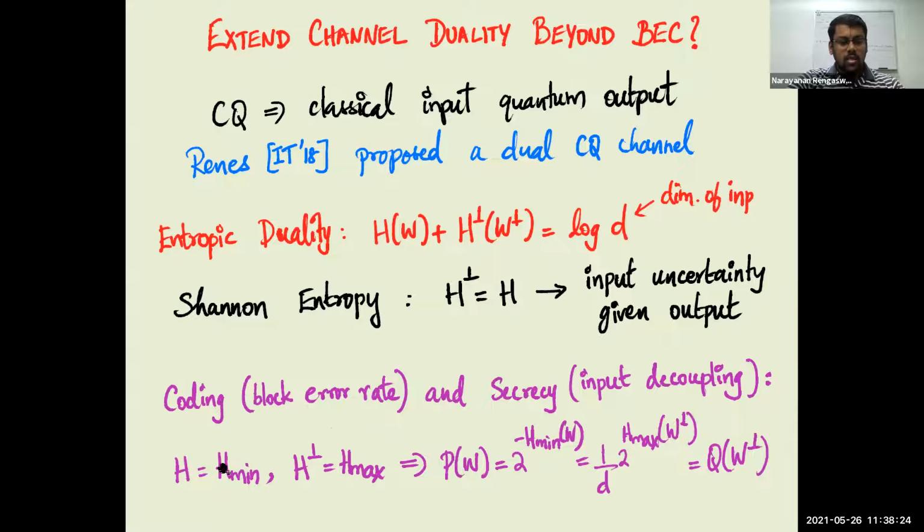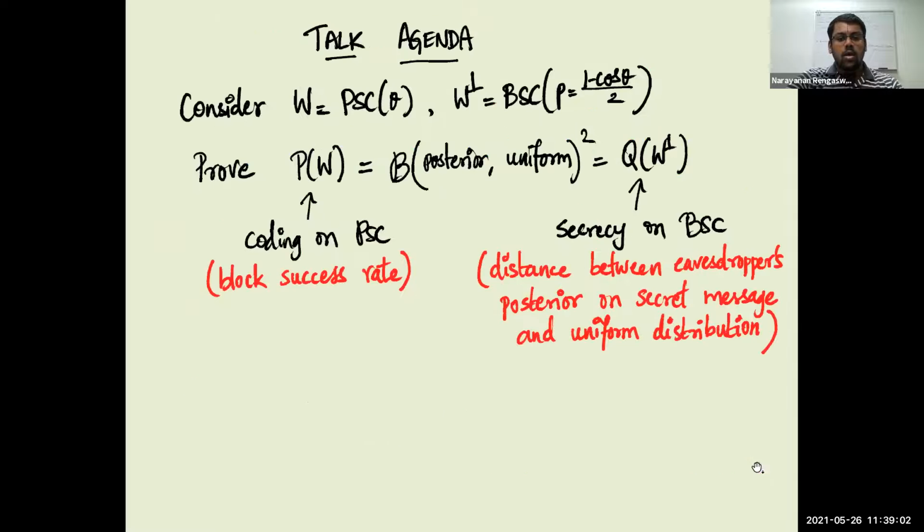So in this case, if you consider this pair of dual entropies, H min and H max, then it's true that 1 minus the block error rate, which is the block success rate, is related to the min entropy, and the secrecy metric for the problem on the dual channel is related to H max. This metric basically establishes how close the posterior for the eavesdropper is to the uniform distribution, which is the prior on the message. So you basically don't want them to get any information about the secret. So we will establish this equality for these two channels.